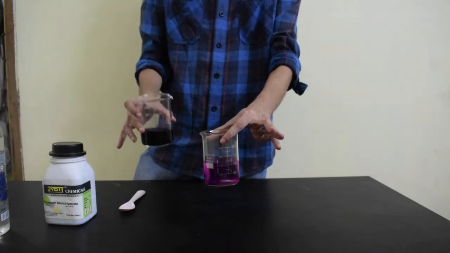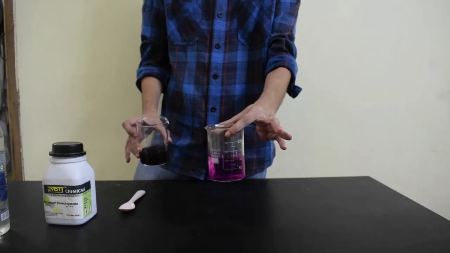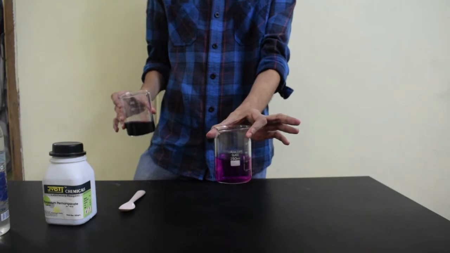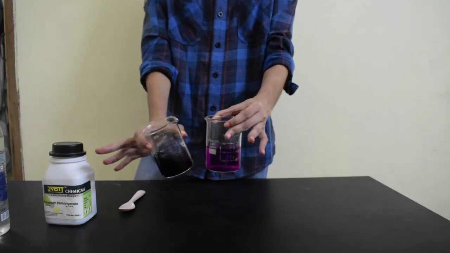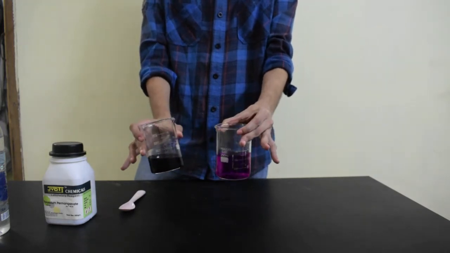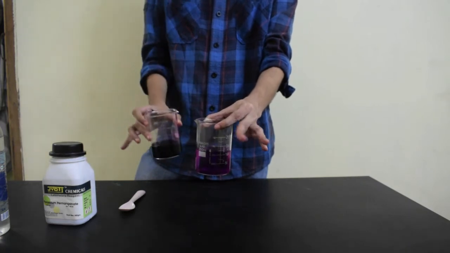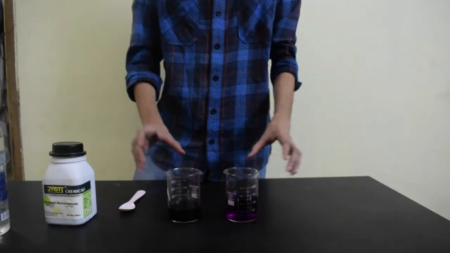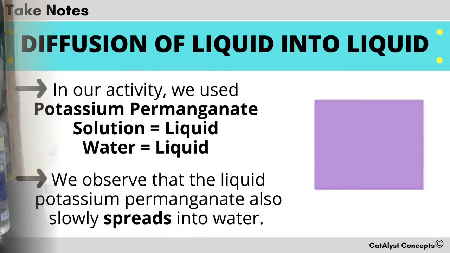As you see, the liquid is starting to spread in this. If I add more, you'll see more of this liquid just spreading in, and it will start to take a light purple color. It's not as dark because a lot of it is water, so it is a very mild purple color. The more I add, the more dark it's going to get. So this is also proof that liquids can also diffuse in other liquids.